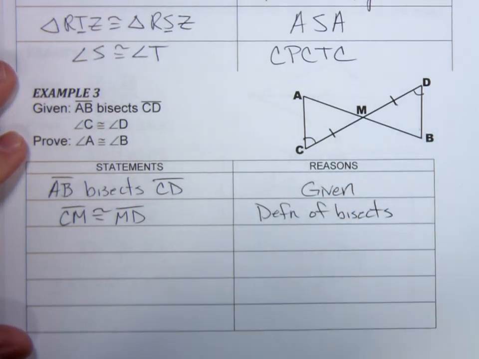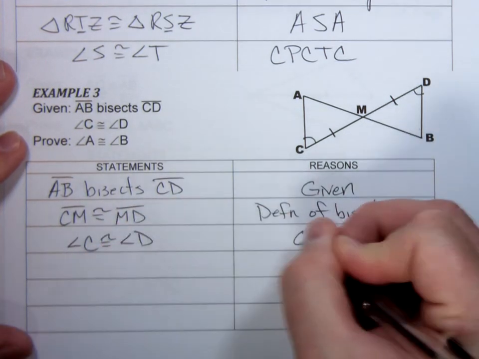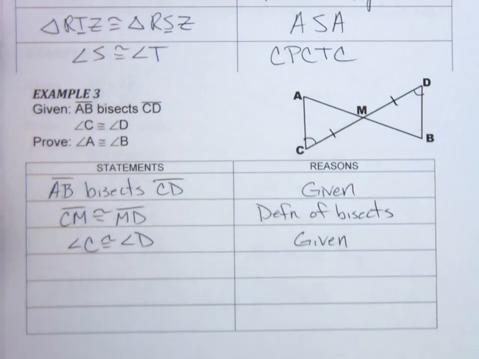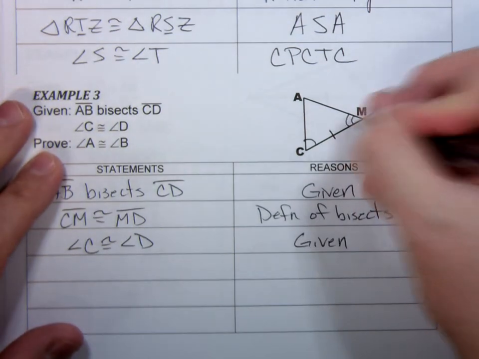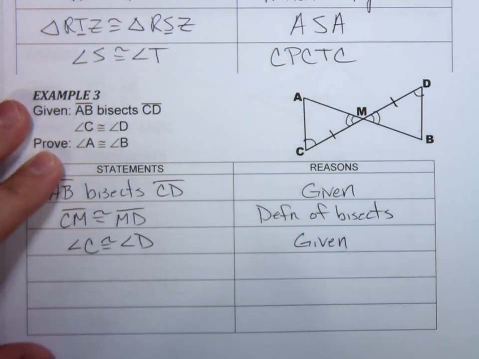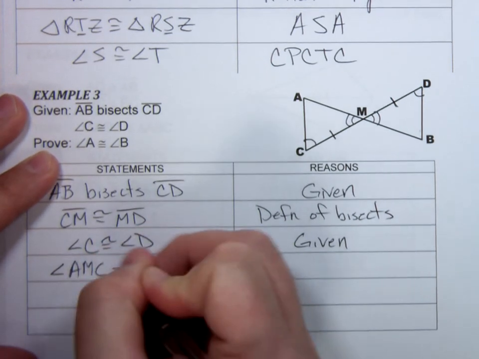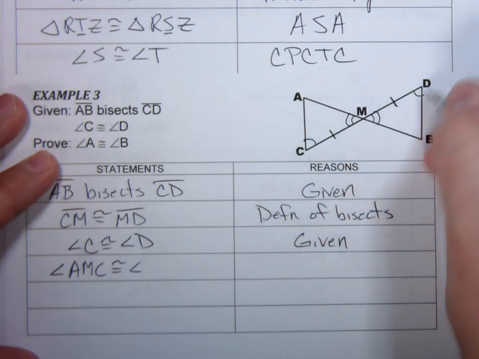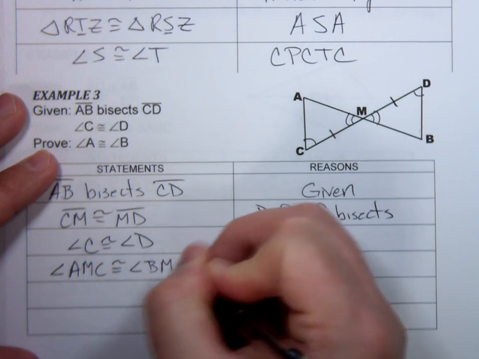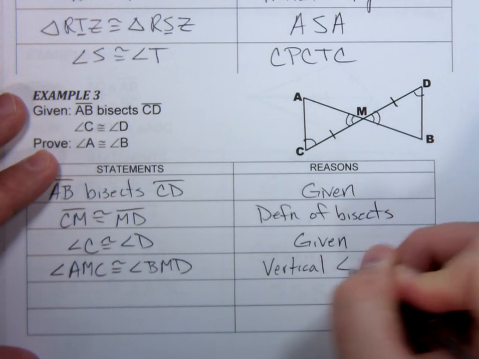Alright, so then I went to the next given, and it told me angle C is congruent to angle D. That's true because it was given. Now I only have two congruencies here. I need a third one, so I go to the picture. And I see a pair of vertical angles. Those angles are congruent because they're vertical angles. So I can say angle AMC is congruent to angle BMD, because they're vertical angles. So that's the vertical angles theorem.